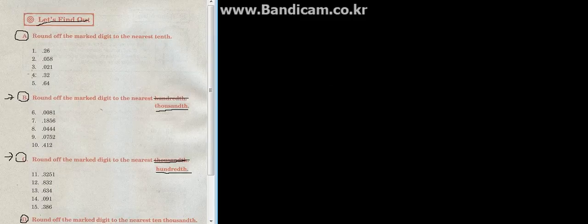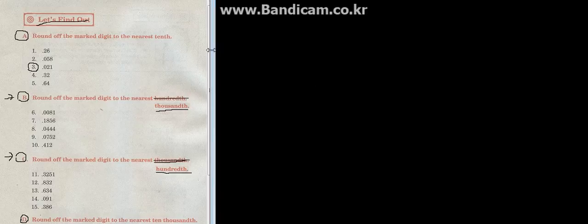I will choose, how about 3? I like 3. Okay, let's work with number 3. In Part A, we have to round off the marked digit to the nearest tenth, okay? So where's the tenths place? The tenths place is here, right? So the marked digit should be the number in the tenths place. In this case, it's a 0.